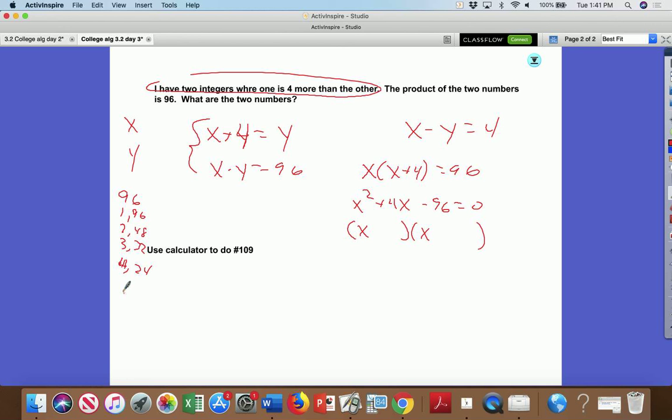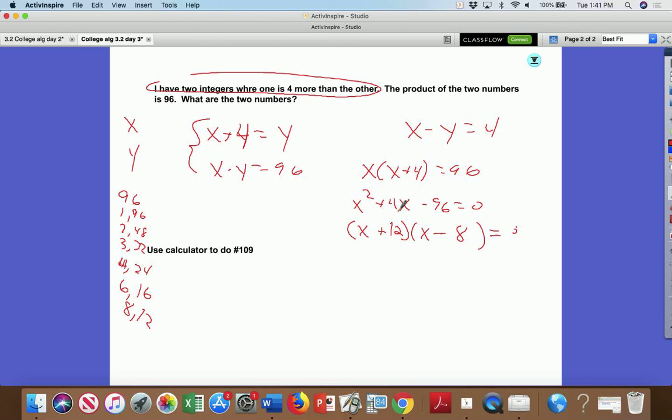5? No. 6? No. 6 and 16, but it doesn't work. 7? No. 8? Yes. So it's actually going to be 8 and 12, right? So I'm going to put a 12 here and an 8 here, and let's make this one positive, and let's make this one negative. So again, double checking, I've got 12x minus 8x is 4x. Now there are still a couple of issues left.